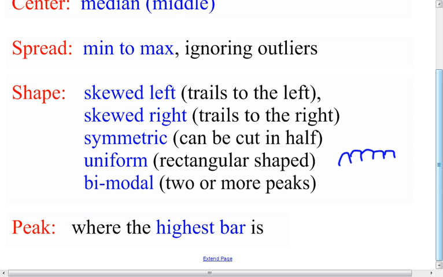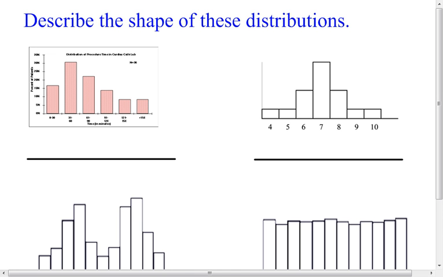And then the peak is where the highest bar is. You're not going to tell me how high it is, but you're going to tell me where it is. Where does it occur? Which bar does it occur at? All right, so here's some examples of some histograms, and what I just want you to do is be able to describe the shape for me.